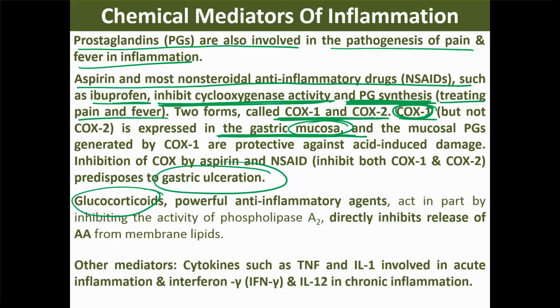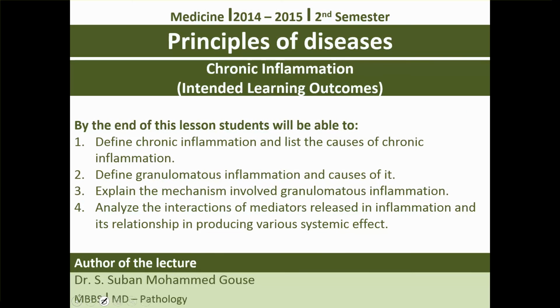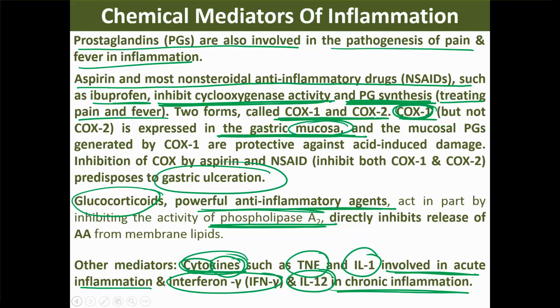Remember, glucocorticoids, otherwise called steroids, are powerful anti-inflammatory agents because they block phospholipase A2. Cytokines are cell-released chemical substances: cyto means cell, kines means proteins. The cell-released proteins TNF and IL-1 are involved in acute inflammation, whereas interferon gamma and IL-12 are involved in chronic inflammation. This ends chapter 3, acute inflammation.